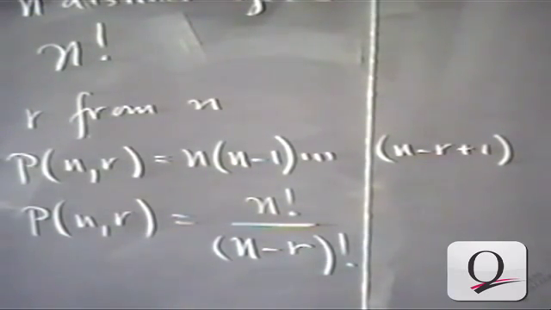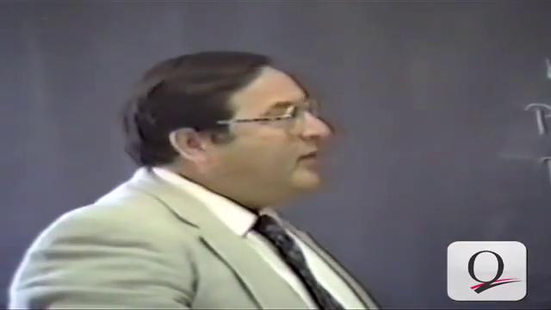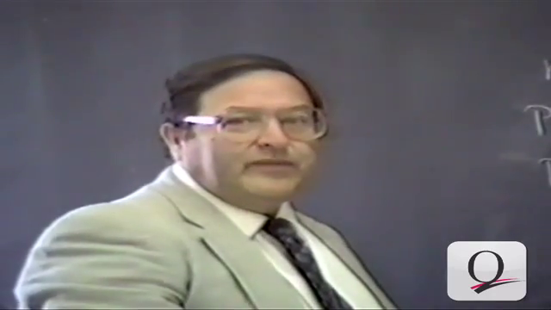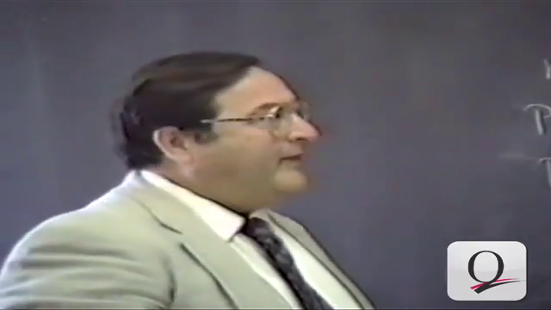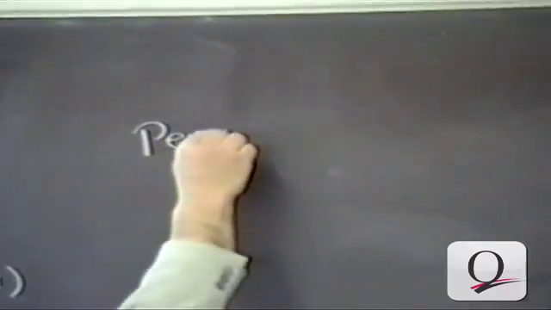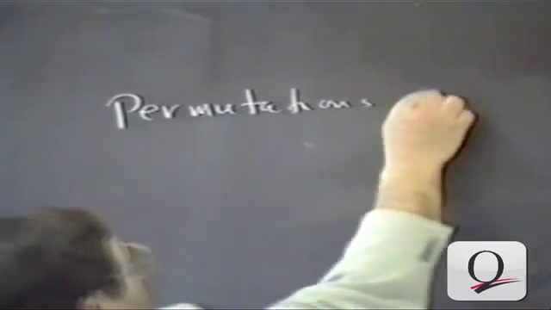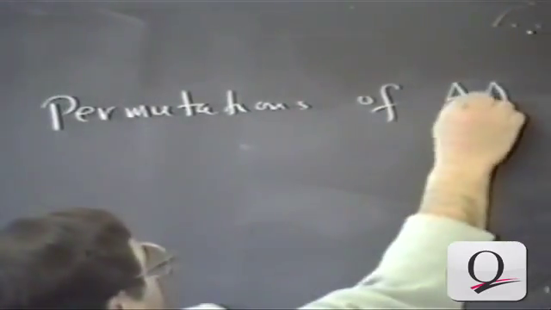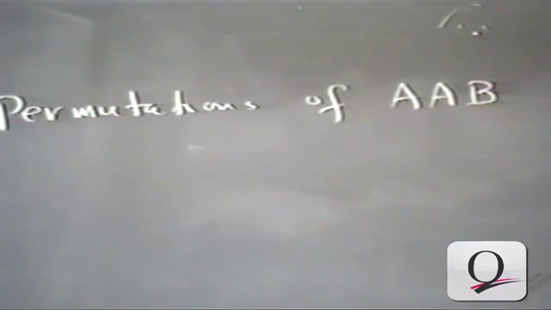Now suppose the objects are not all distinct. Suppose that some of them are repeated. Then we don't have quite as many permutations as we do when they're all distinct, because many of them are not recognizable. For example, suppose I want the permutations of AAB. That is a listing of all the recognizable different permutations of AAB.